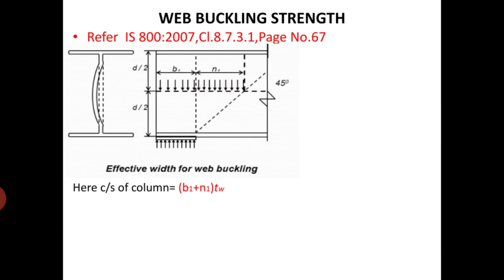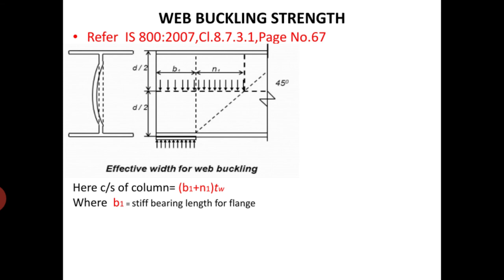So first we have to calculate the strength, which is nothing but stress into area. So we need to calculate the area first. The area is the cross section, because this web is acting as a column, hence we need to calculate the cross-sectional area of the column, which is width into thickness. So the dispersion length, b1 plus n1, into the thickness of the web gives me the cross-sectional area of the column.